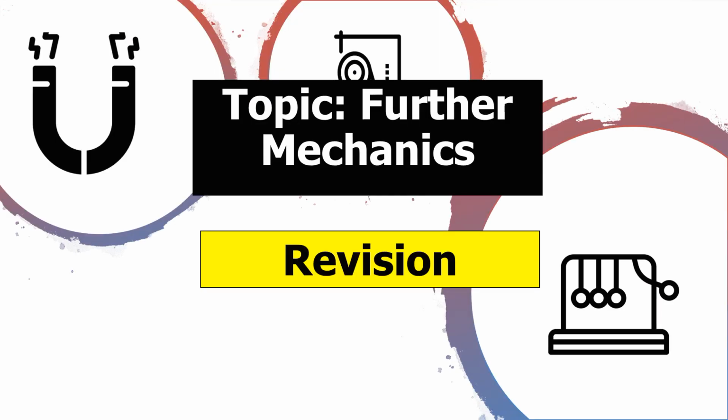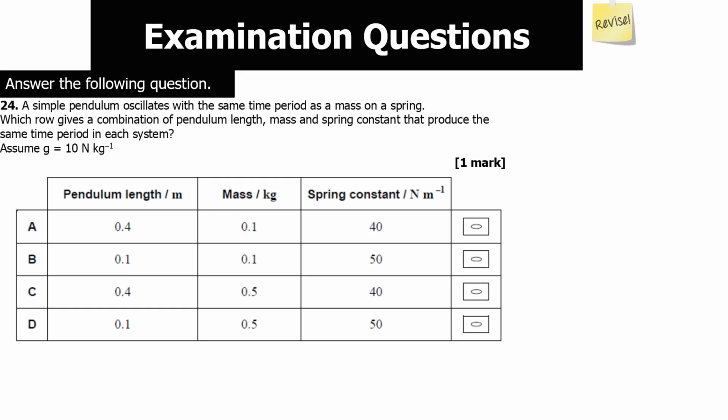Let's now have a look at some questions concerning further mechanics. This question says a simple pendulum oscillates for the same time period as a mass on a spring. Which row gives the combination of pendulum length, mass and spring constant that produces the same time period in each system? So pause the video now, then unpause the video when you want to go through your answer.